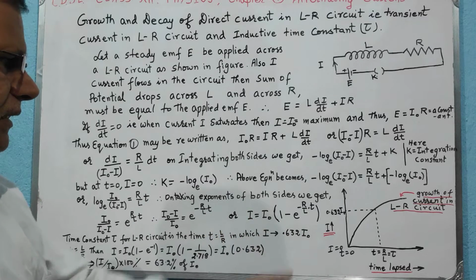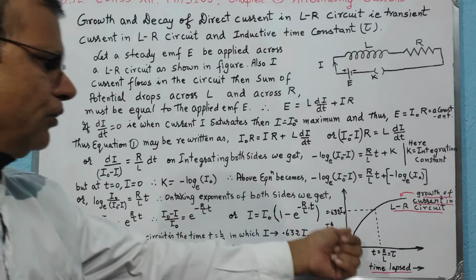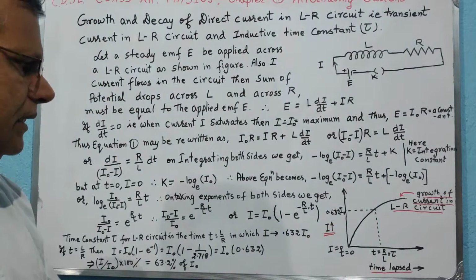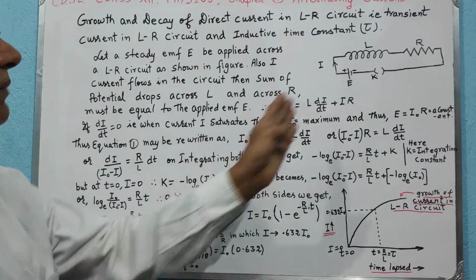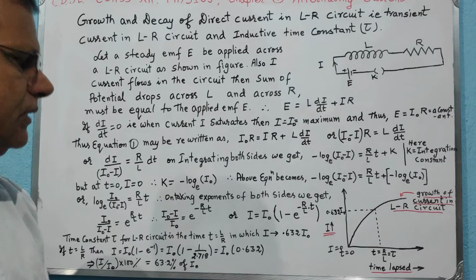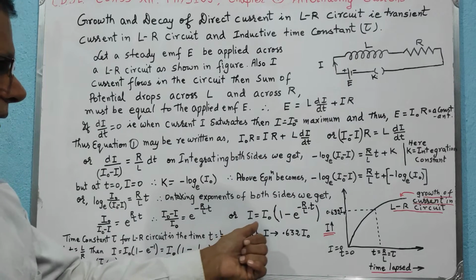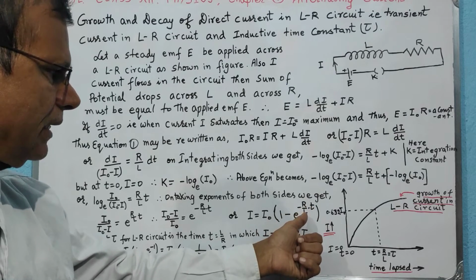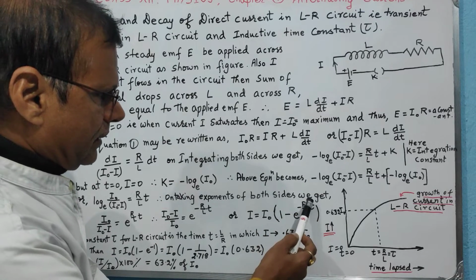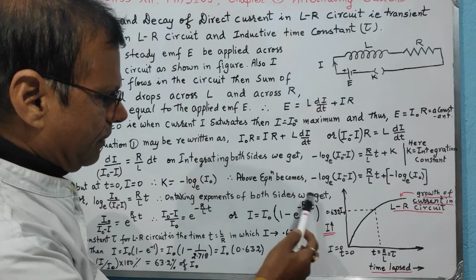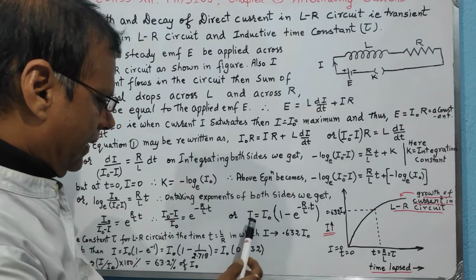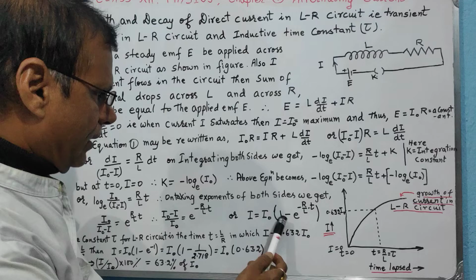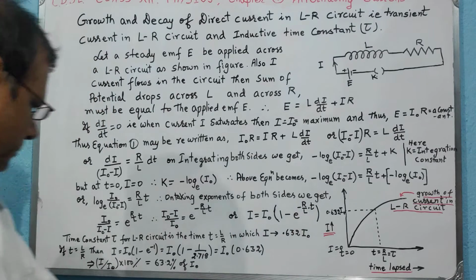This is the expression for instantaneous current flowing through the LR circuit when some EMF E is applied across it, and if we put the value of t equal to L by R, then what happens? R by L into L by R becomes 1, so the relation becomes I is equal to I0 into 1 minus e to the power minus 1.